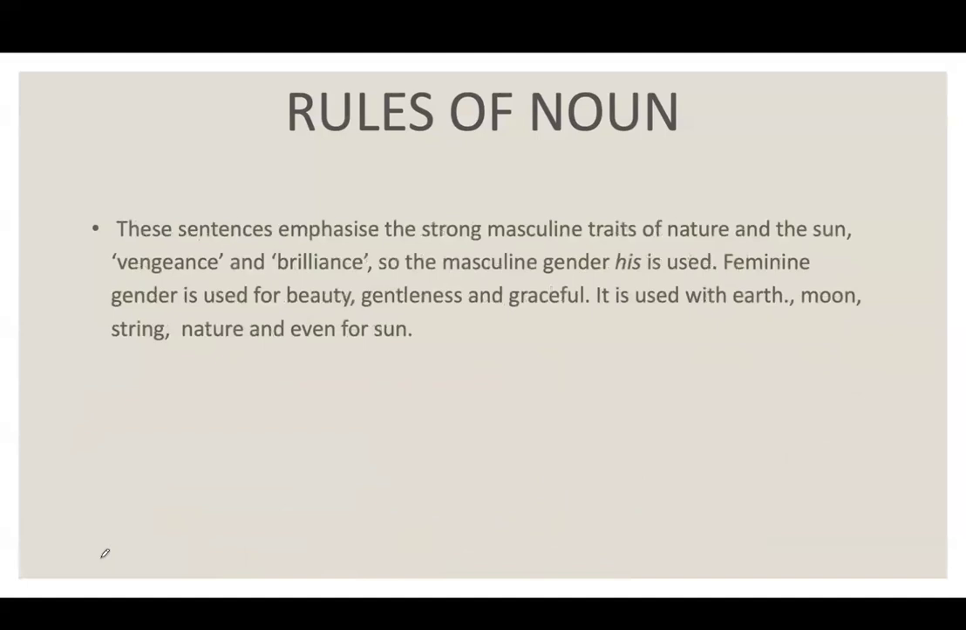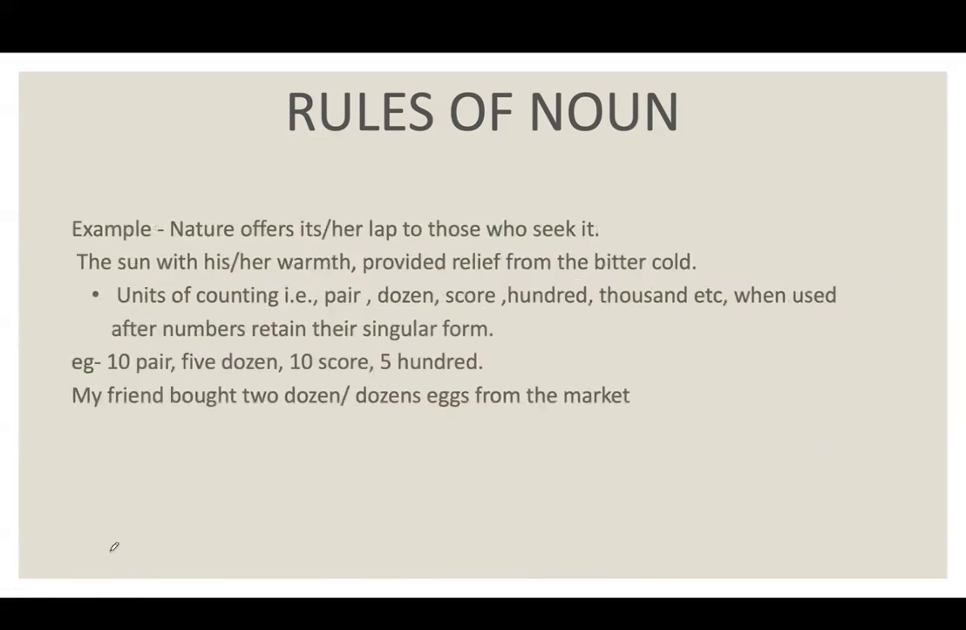So the sentence emphasizes the strong masculine traits of nature and the sun, vengeance and brilliance. So the masculine gender is used. Feminine gender is used for beauty, gentleness, grace. It is used with earth, moon, spring, nature, and even for the sun that we have seen in the previous slide. So these are the examples. Nature offers her lap to those who seek it. The sun with his warmth provided relief from the bitter cold.